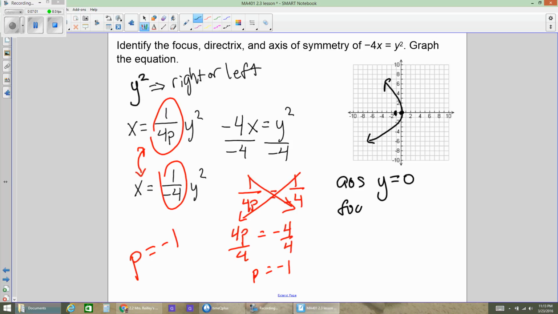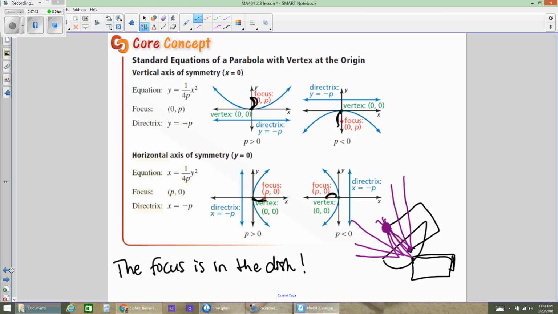Our focus is, where did we put that focus, guys? Where did we put it? We put it at negative 1, 0. And then the directrix, now let's come back here because I haven't said that word yet. The directrix is the line equidistant to the vertex on the outside of the parabola. See that?